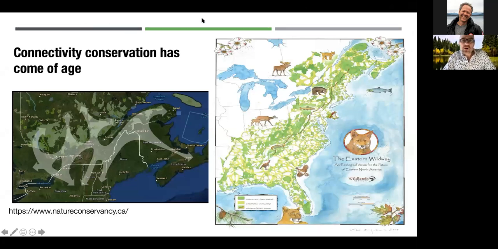And so what we have come to realize, I think, is that connectivity conservation has come of age, that there is now a genuine openness at provincial, federal, and at municipal levels for land planning for the conservation of ecological connectivity. And this is a huge opportunity for our field to get involved and to provide science-based advice. Here you're seeing a map from Nature Conservancy Canada, which is showing you their sort of large arrows of connectivity for this eastern part of Canada here.